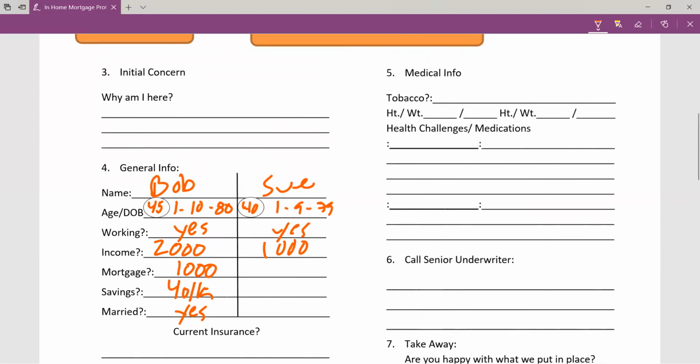Going over to the next side, we kind of already got the financials on one whole side of it. Then we switch over to the medical. On the medical side, definitely want to ask about any type of tobacco products. Don't just limit it to smoking, because you will get burned by someone that chews tobacco or smokes a pipe. Nicotine patches, just get in the habit of any type of tobacco products. But yes or no. So for these guys, we're looking at no and no.